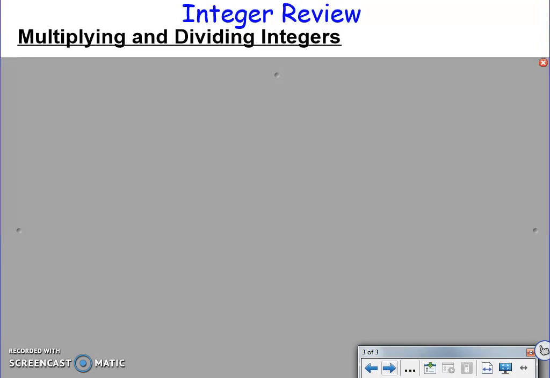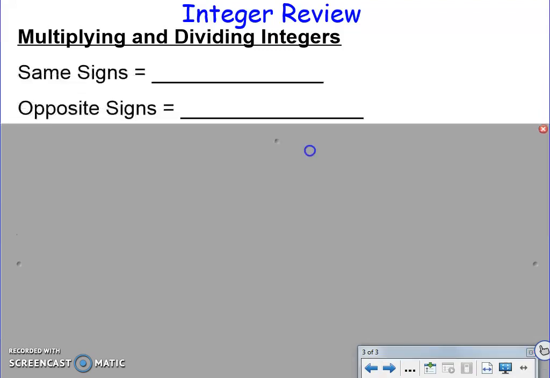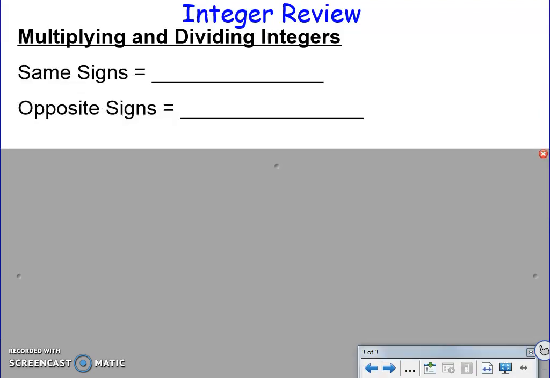And finally, let's review multiplying and dividing integers. If you remember, the rule is the same no matter if you're multiplying or dividing. And this rule is a lot shorter than the others. So basically it comes down to, do they have the same sign or are they opposite signs or different?